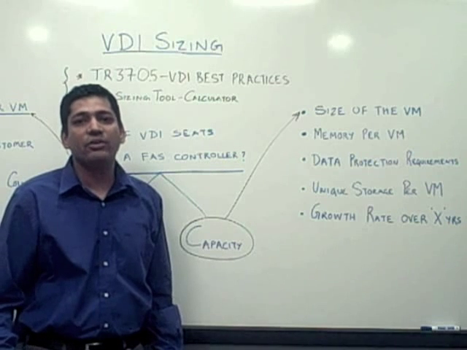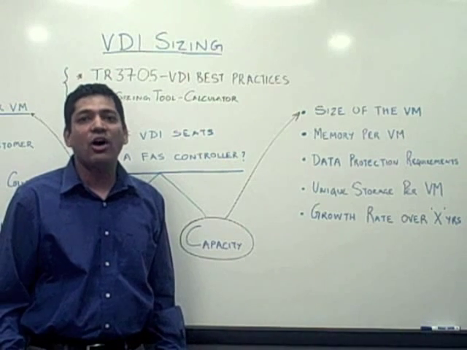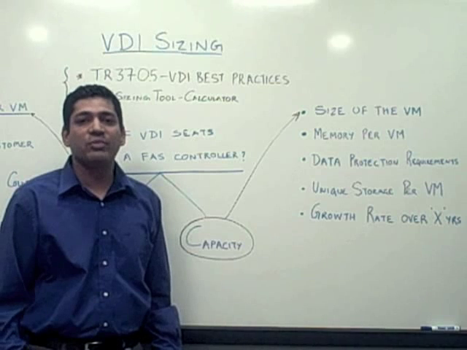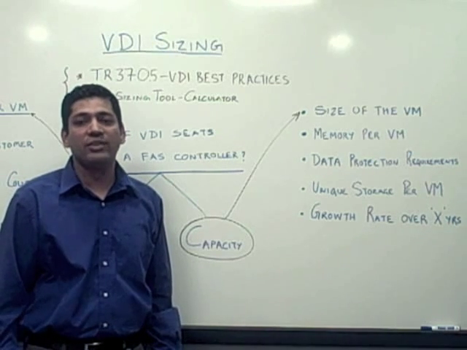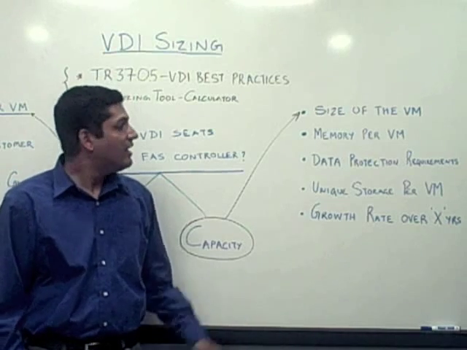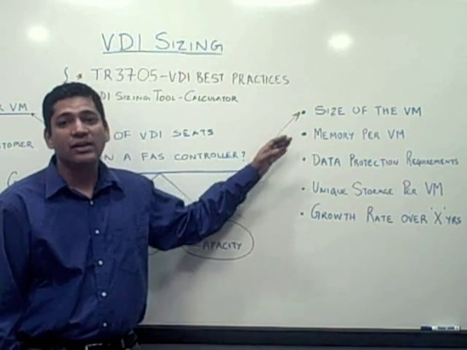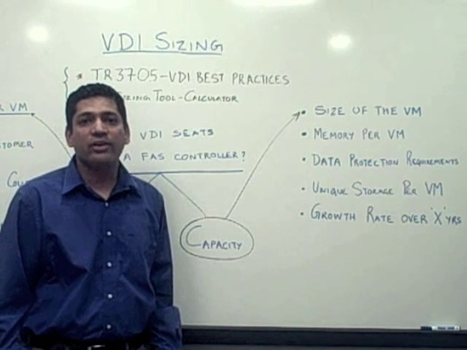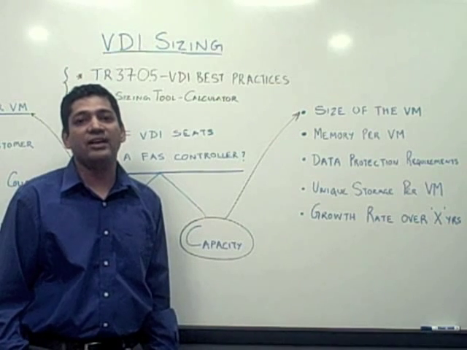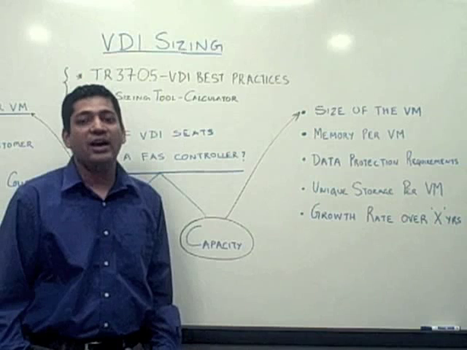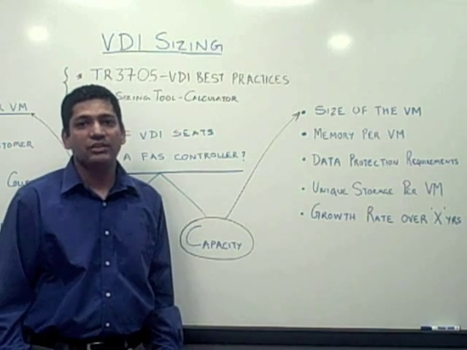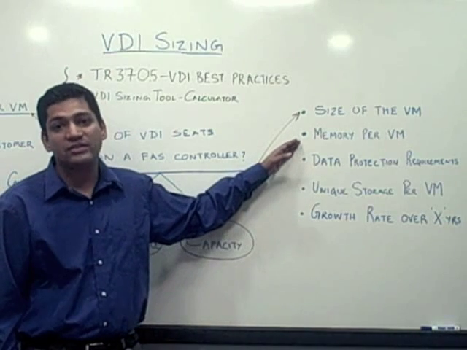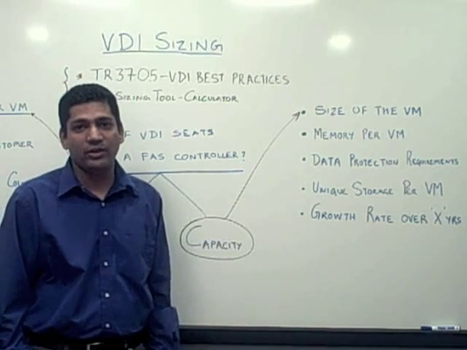A customer can have all the VMs be the same size, or the customer can say that 75% of my VMs are 20 gig and the remaining 25% of my VMs are 50 gig. In terms of the memory per VM, every VM requires a vSwap file that can be as large as the size of the memory. And this vSwap file definitely requires shared storage. So getting an understanding of the size of the memory per VM is very important.